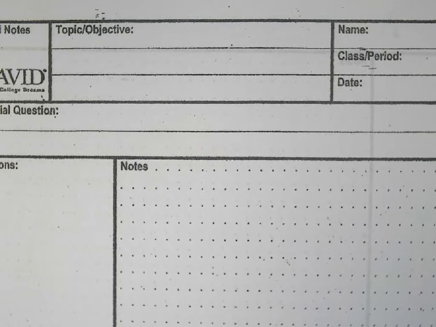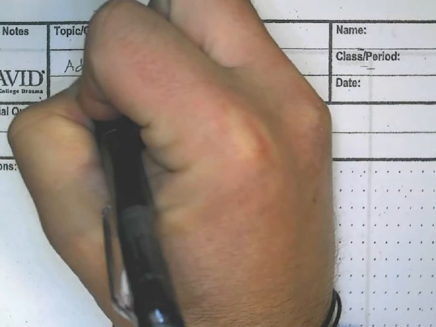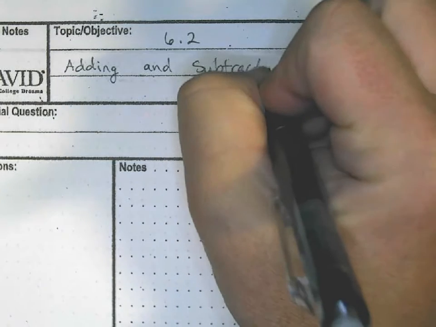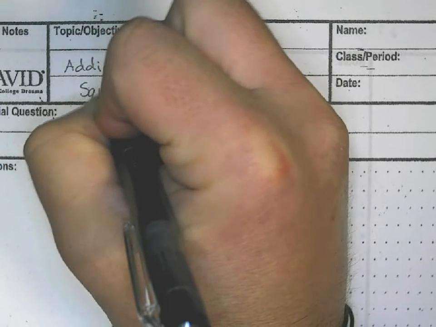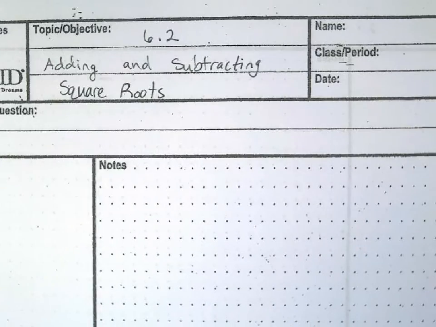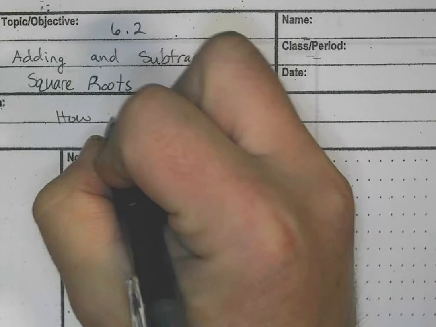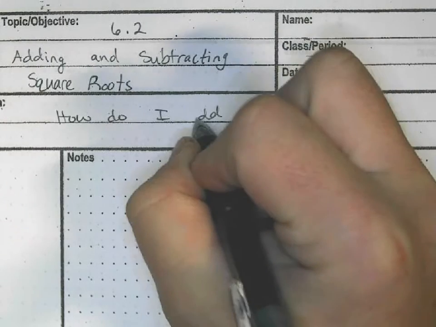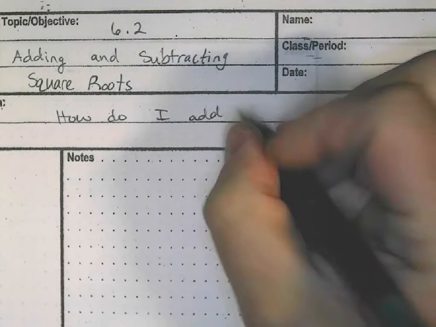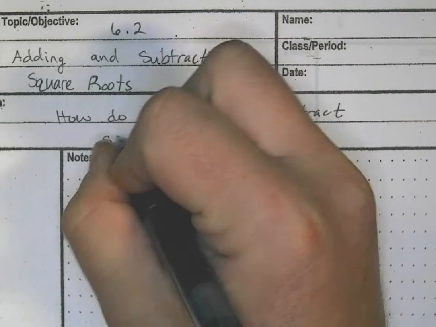So in this video, we'll be looking at section 6.2, adding and subtracting square roots. And so our essential question will be, how do I add or subtract square roots?